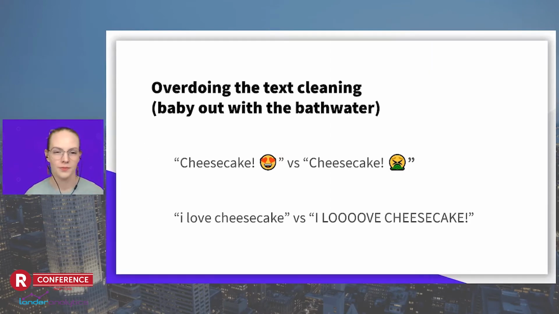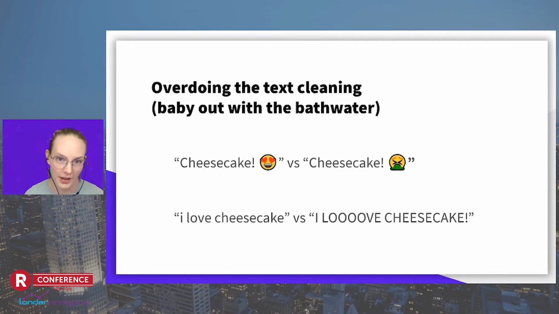All right, third, overdoing the text cleaning. This is a great one because my takeaway is going to be that you should do less work. The expression I think about here a lot is throwing the baby out with the bathwater, which means getting rid of something you don't want and also inadvertently removing something you do want. Just a couple examples where text cleaning would remove important information. This top one: cheesecake, heart eyes emoji; cheesecake, vomit emoji. In one of these, someone is really excited about the cheesecake, and in the other, someone is really not excited about the cheesecake. Maybe they're lactose intolerant.